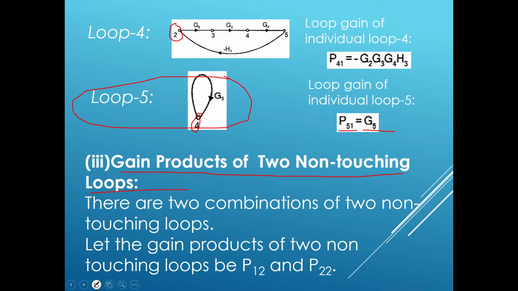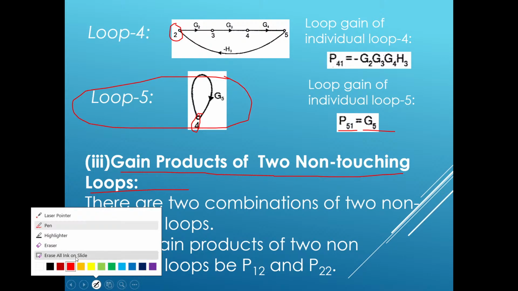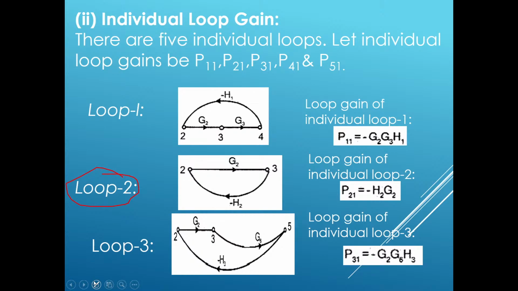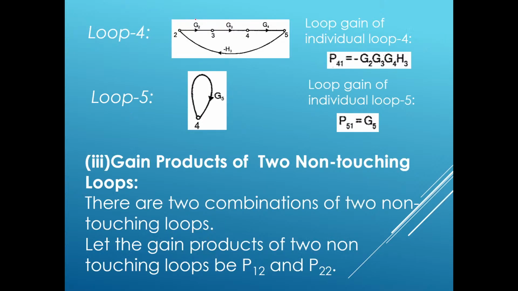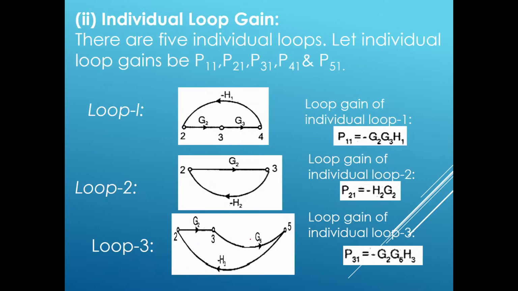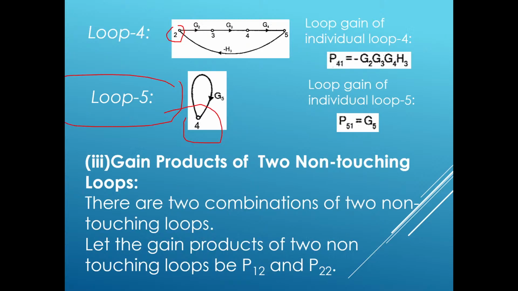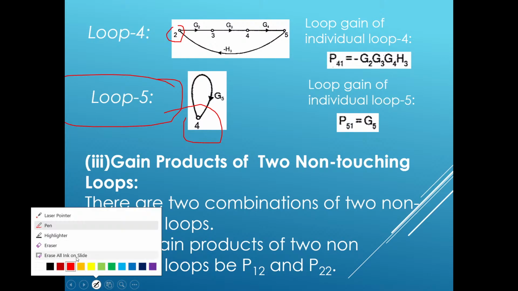So let us check for another combination if there is any available. Let us go for loop 3 now. Loop 3 has nodes 2, 3 and 5. In this 2 is there, so it is a touching loop. What about loop 5? Node 4 is there, 4 is not there in loop 3. So loop 3 and loop 5 are again non-touching loops. So we have got two combinations of non-touching loops.